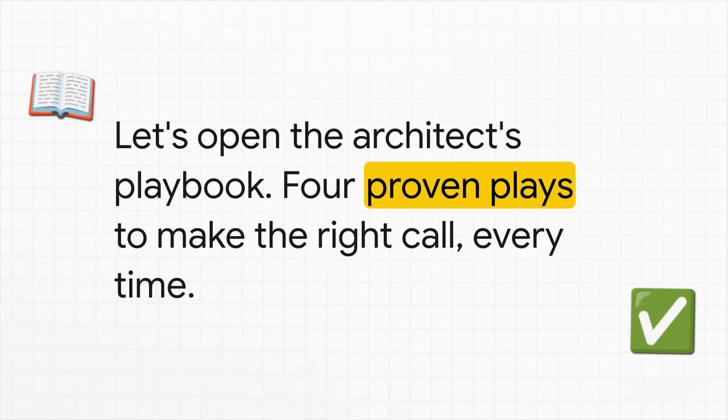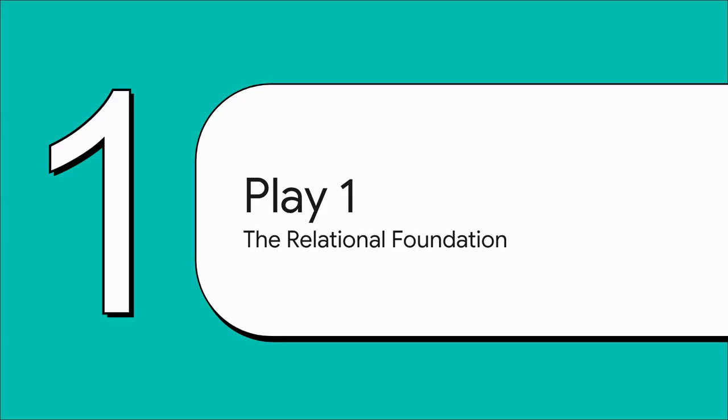Okay, so let's just simplify things. Forget about digging through endless feature comparisons. We're going to open up the architect's playbook. And inside, there are really just four fundamental plays. If you can get these four scenarios down, you'll be able to confidently pick the right GCP database for 95% of your workloads. Our first play is the one you're going to see the most.